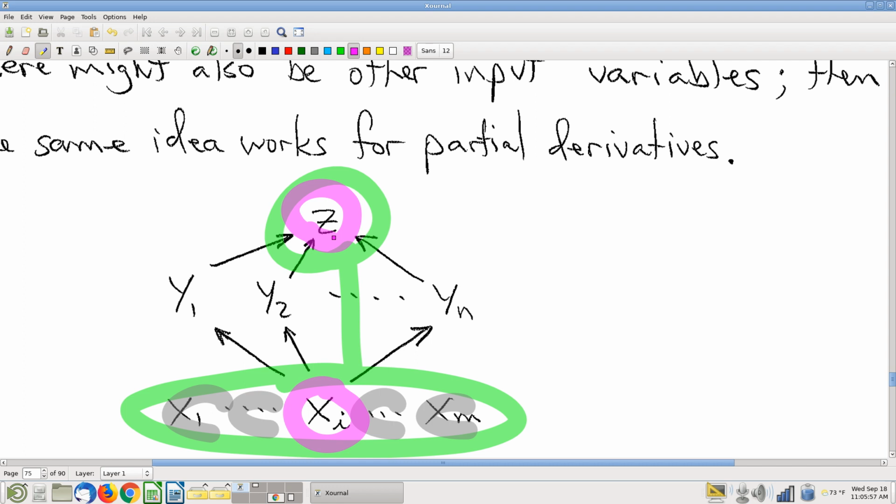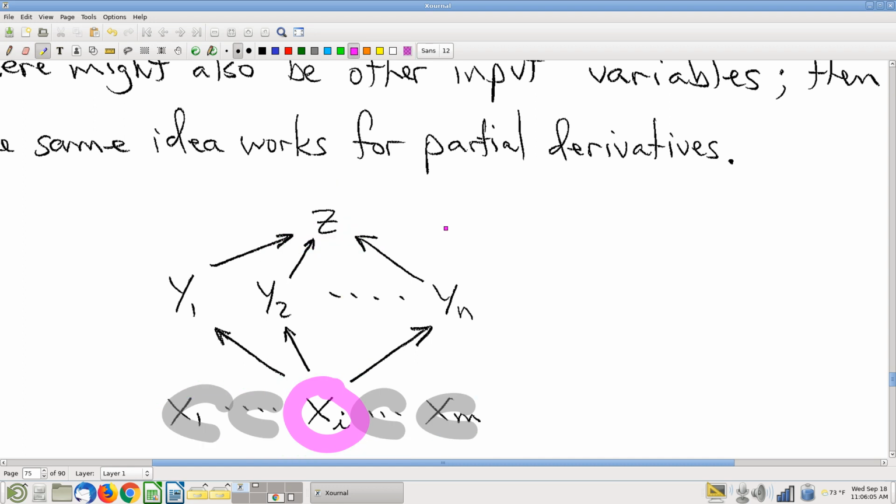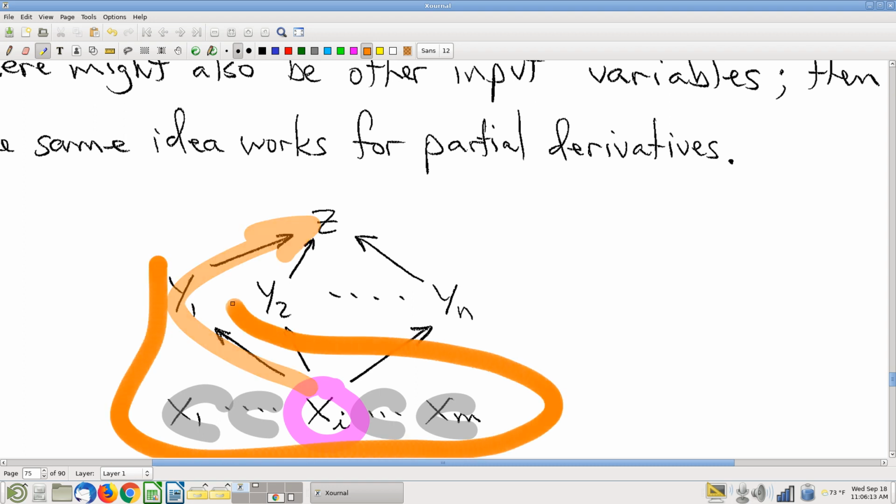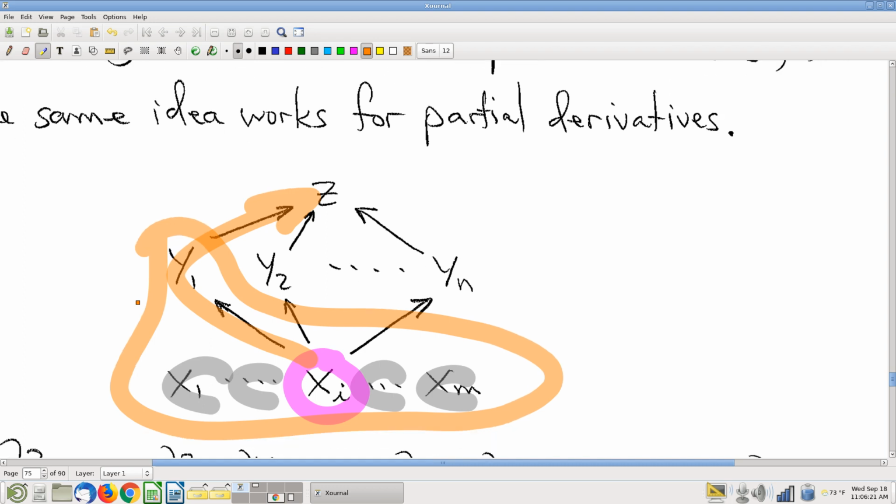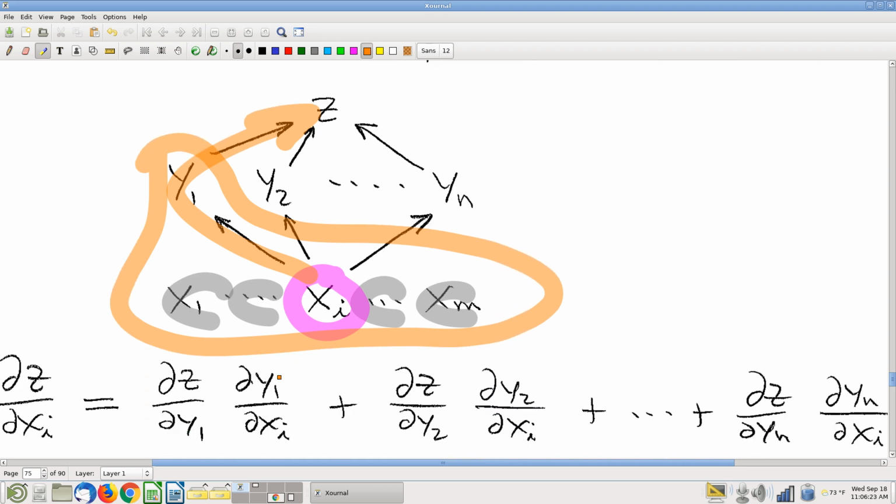Okay, so that said, if I want to know that partial derivative, I am holding all of these other variables constant. Then notice that as I look at these paths, let's look at this y1 path, you might say, how does y1 change as xi changes? Well, keep in mind we're holding all these other variables constant. And so that is just the partial derivative of y1 with respect to xi.